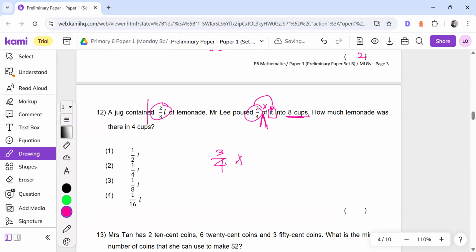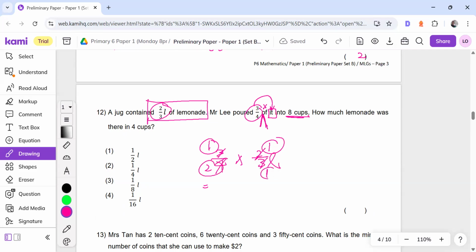What is 'it'? 'It' refers to the lemonade. So 3/4 times 2/3 liter. Do you do that? Right. This is the most important step. And then after that, cancel, divide by 2, divide by 2. And then divide by 3, and 3 divided by 3. Then cannot cancel already, then you multiply. So Mr. Lee has poured half liter into 8 cups.